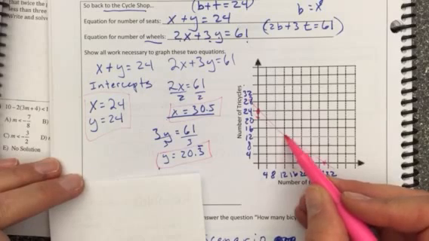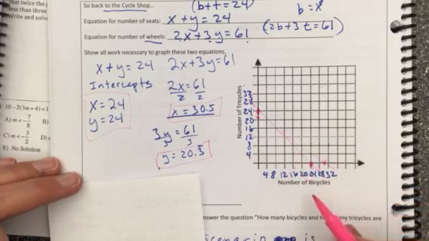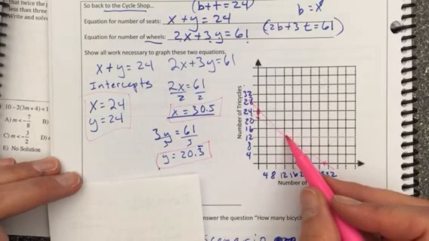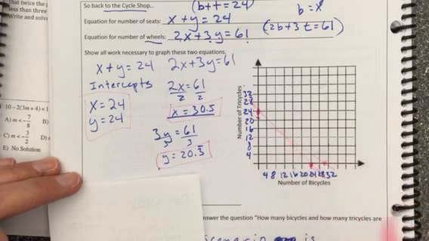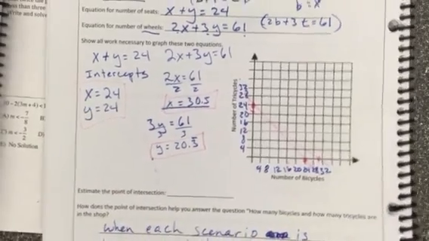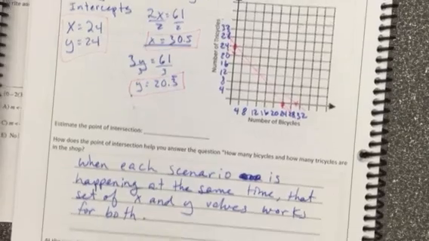So our location is going to be somewhere around 12, when the bicycles are 12, and the tricycles are about 12, maybe 13. So we're going to find this out. Actually, I think bicycles end up being 11 and tricycles end up being 13, if I remember.